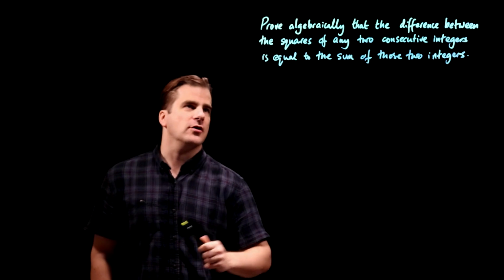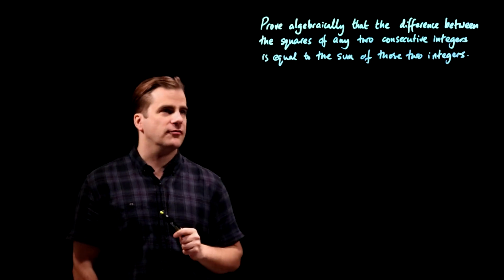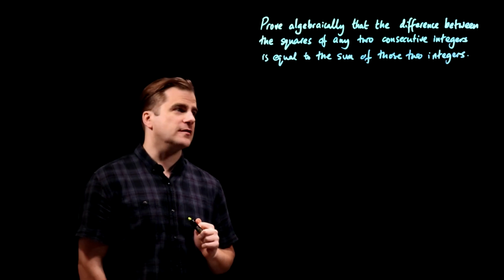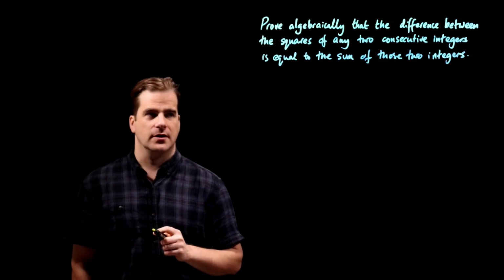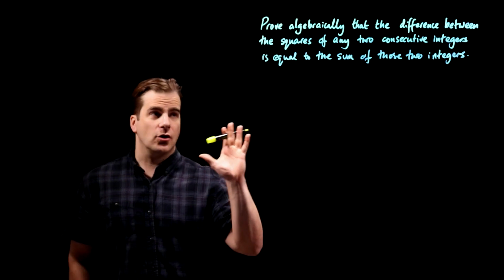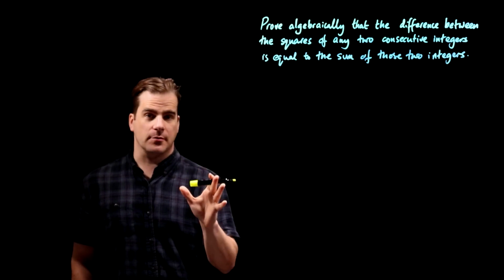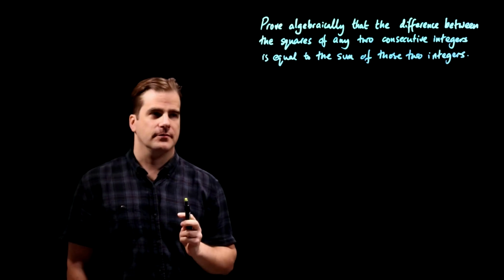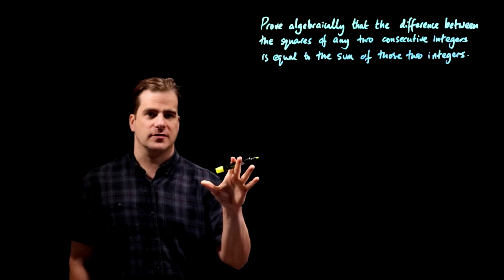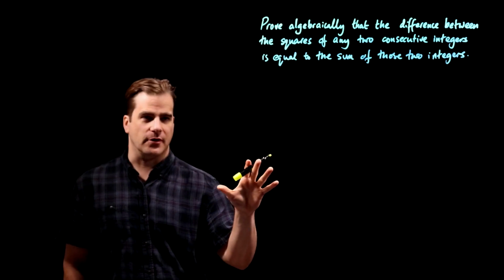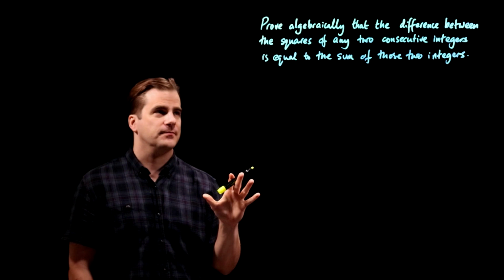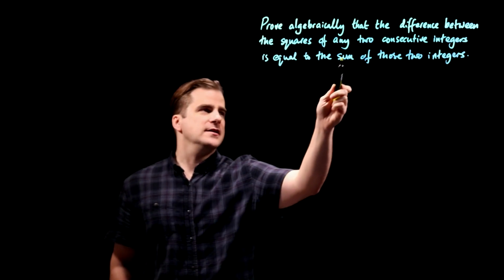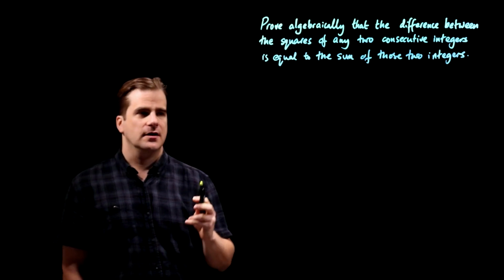Okay, we have to prove algebraically that the difference between the squares of any two consecutive integers is equal to the sum of those two integers. Right. Not as difficult as it appears, this question, I promise you. Okay, prove algebraically. We're going to have to introduce our own variable at some point. This is algebra, okay? So how do we do that? The squares of any two consecutive integers.